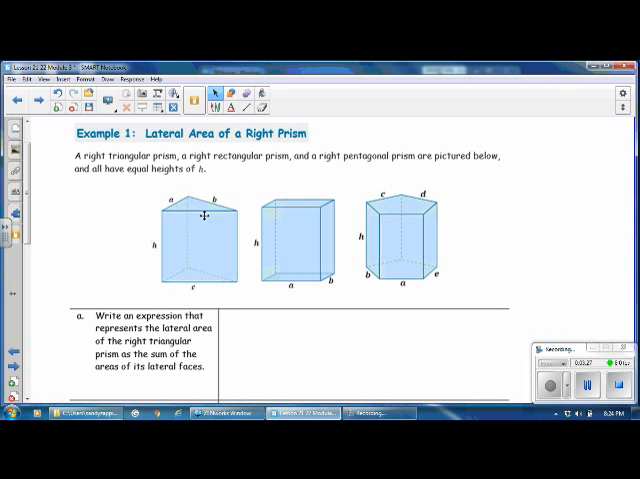This one is a triangular prism because its base is a triangle. This is a rectangular prism because the base is a rectangle. This one is a pentagonal prism because the base is a pentagon, a 5-sided polygon. Notice that on all 3 figures, the lateral faces are the faces, or the quadrilaterals, that are not the bases. Notice that they are quadrilaterals. That means that they have 4 sides, and they are rectangles. Write an expression that represents the lateral area of the right triangular prism as the sum of the area of its lateral faces.